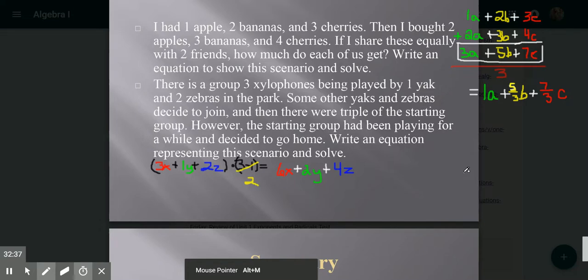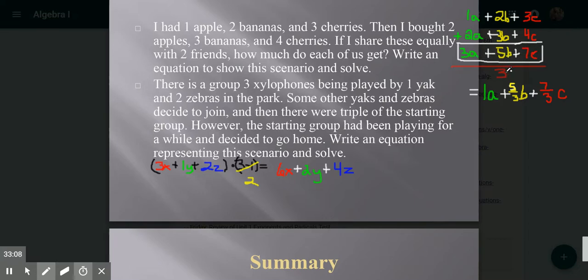Alright, so hopefully you had tried these on your own. Here are the solutions, along with at least one way to work each of them out. There are multiple ways to have worked them out. But the way that I proceeded through this first one was I wrote down the initial scenario, 1 apple plus 2 bananas plus 3 cherries. And then I added what I bought, the 2 apples, 3 bananas, and 4 cherries. And then I got a total of 3 apples, 5 bananas, and 7 cherries.